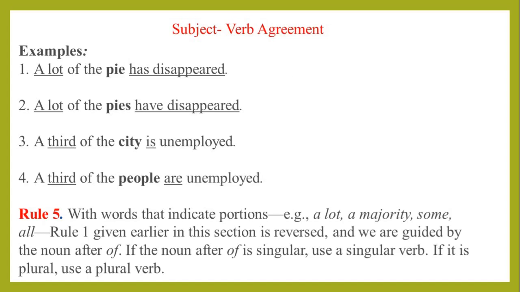Observe the example 1. A lot of pie has disappeared. Second, a lot of pies have disappeared. In the third example, a third of the city is unemployed. Here the verb is singular. A third of the people are unemployed. Here the verb is plural. So the rule is with the words that indicate portions like a lot, a majority, some, all, we are guided by the noun after of. If the noun is singular, we have to use a singular verb. If the noun is plural, we have to use a plural verb.